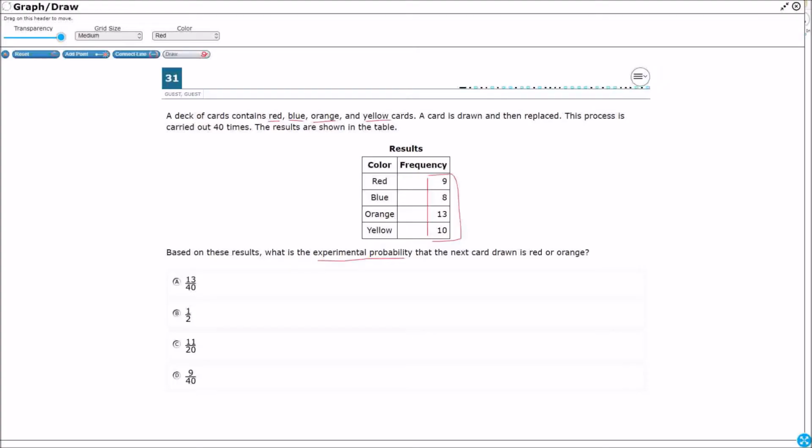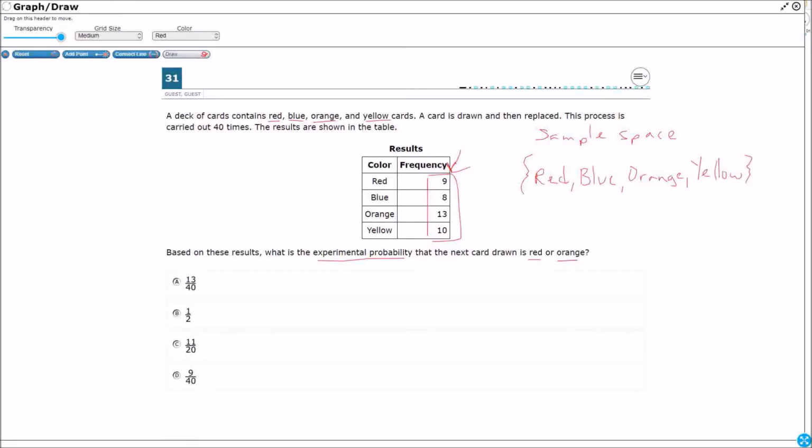So we're trying to find the experimental probability, using this data right here, of the next card being drawn, red or orange. So if I wanted to just put my possibilities here as a sample space, it's pretty simple. I've just got four options. I've got red, I've got blue, I've got orange, and then I've got yellow. Those are my four possible options.